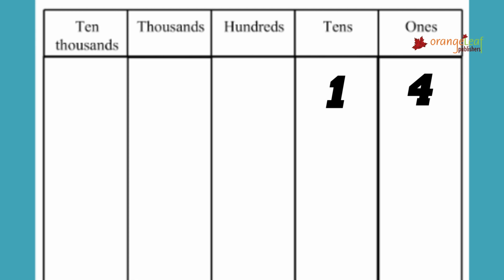Let us see how we can write other numbers. For example, 14. 1, 4. 4 comes in the ones place and 1 comes in the tens place.